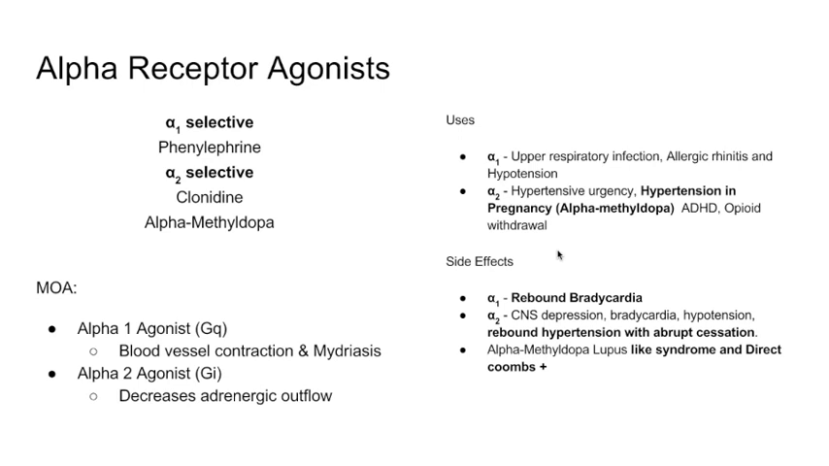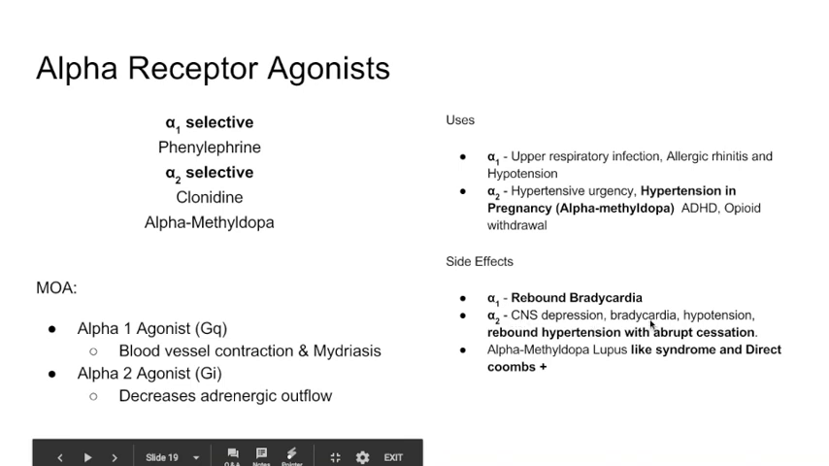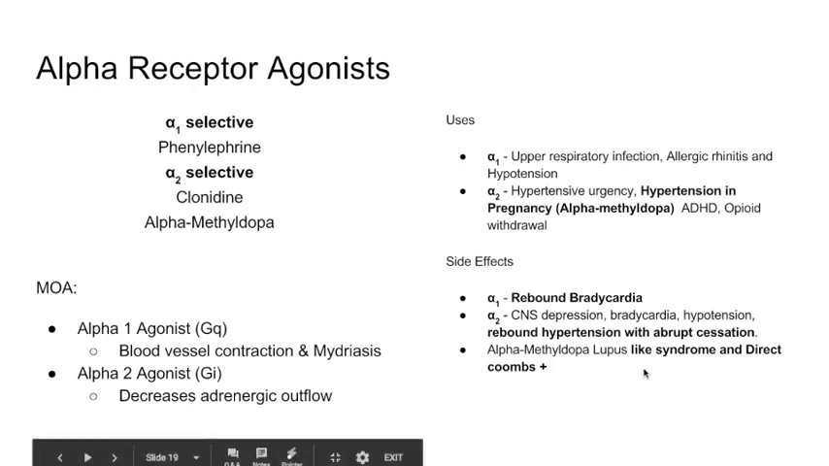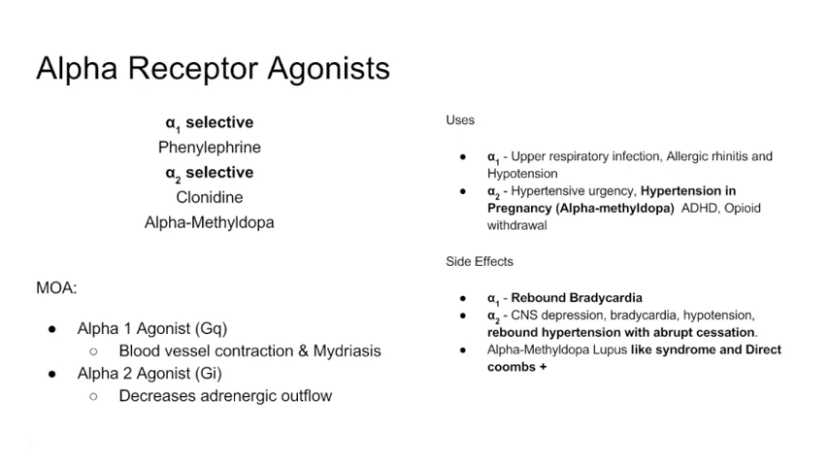Now, if we are reducing the adrenergic outflow with clonidine, you can expect to get CNS depression, bradycardia, hypotension. One of the highly testable side effects is rebound hypertension. So somebody on clonidine, if they abruptly stop it without slowly titrating their dose, will have rebound hypertension. So that's a very high yield point. And then with methyl-DOPA, they like to talk about a lupus-like reaction that can occur, and it can also cause a direct Coombs test to be positive.